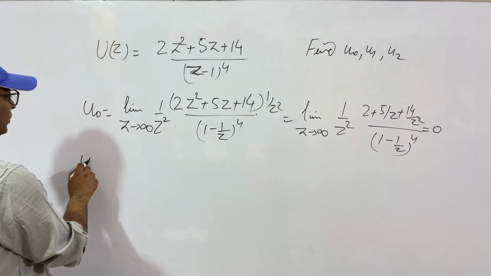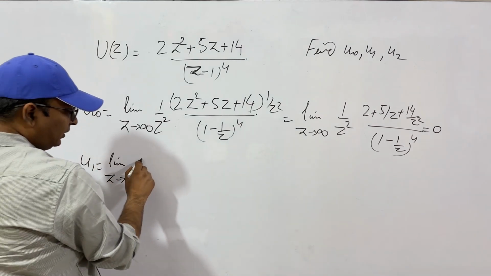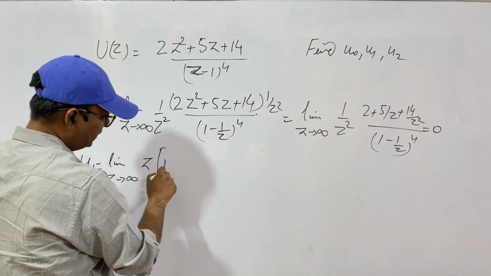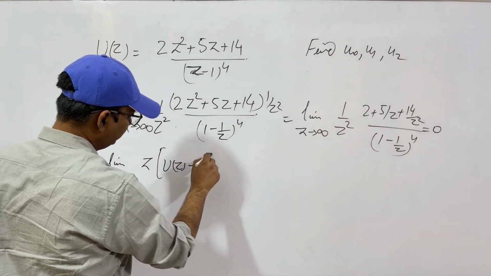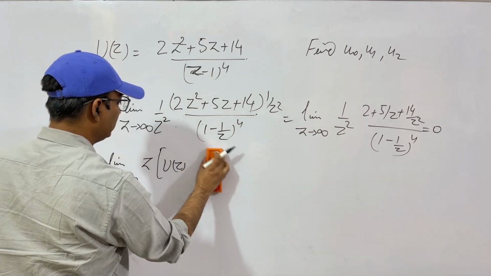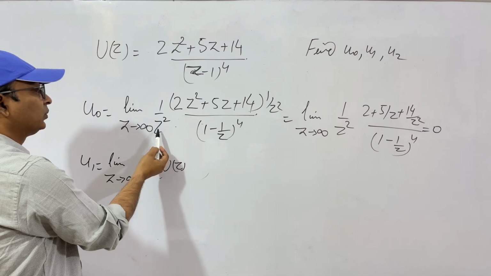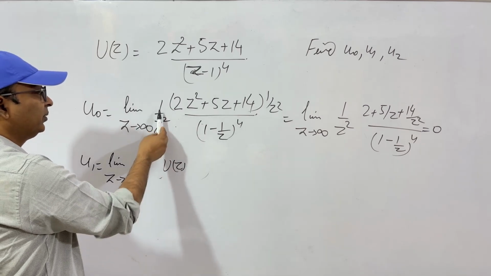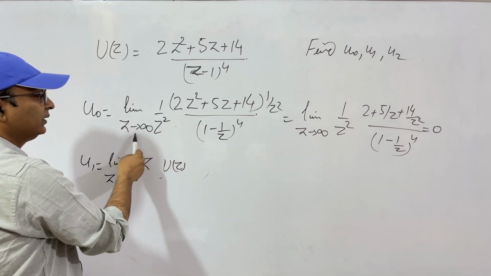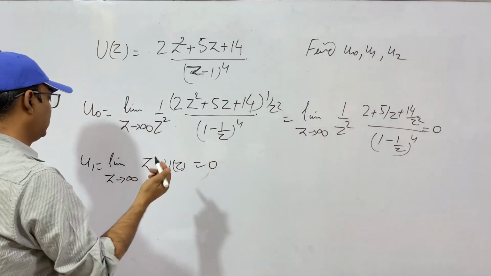u1. What is u1? Limit z infinity. If you remember, it is given as this: uz minus u0. Okay. But u0 is 0, we just saw. So this is 0. So it is z uz. See, this is 1 by z square. So if you multiply it by z, this will be 1 by z and 2 by z. When z tends to infinity, again it is 0. Okay. Now let's see the next one.